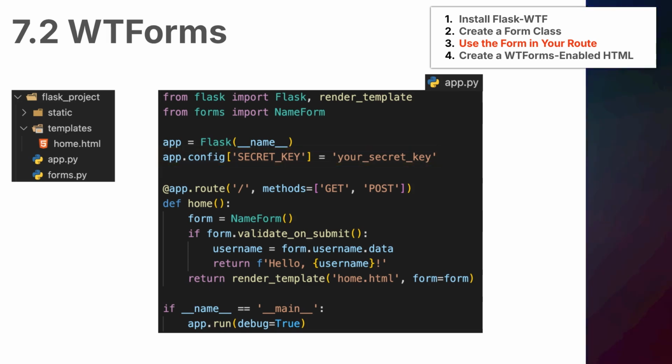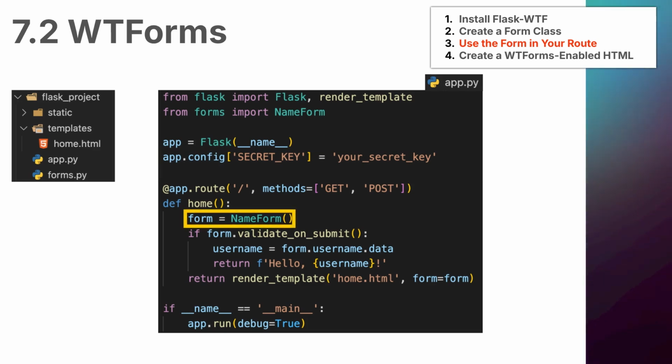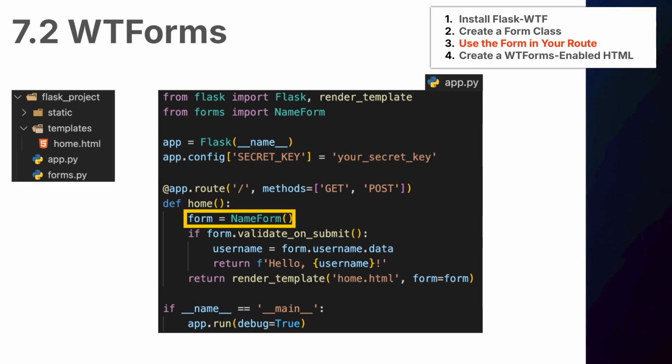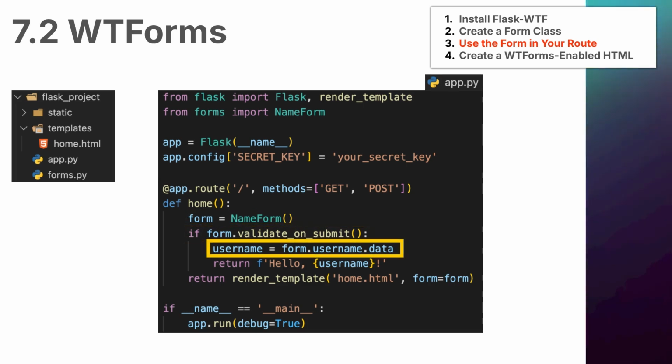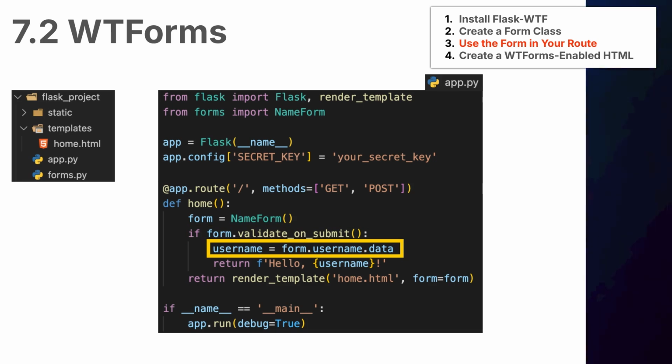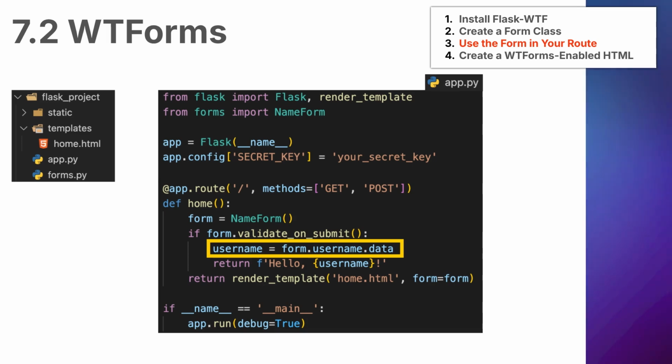Then define a route for the home page. Allow both GET requests when you open the page and POST requests when you submit the form. In the home function, create an instance of the NameForm. The if statement checks, has the form been submitted? Is the form valid? No missing fields, passes all validators? If yes, continue inside this block. If no, show the empty form again.